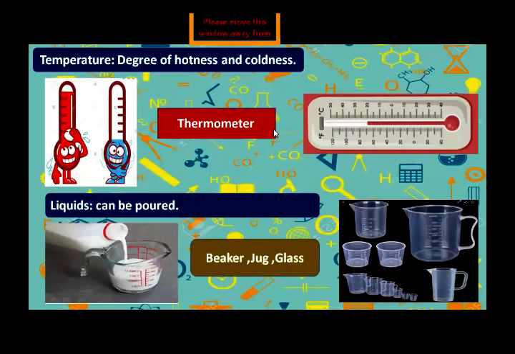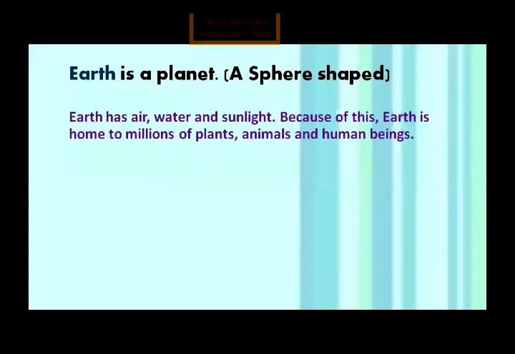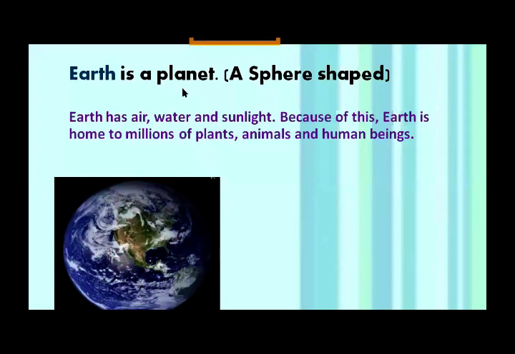Now we are going to discuss the difficult topics of unit number 9, day and night. So open your book, page number 40. Okay, my dear students, open your book, page number 40, day and night. The Earth is a planet, a sphere shape. What does sphere mean?